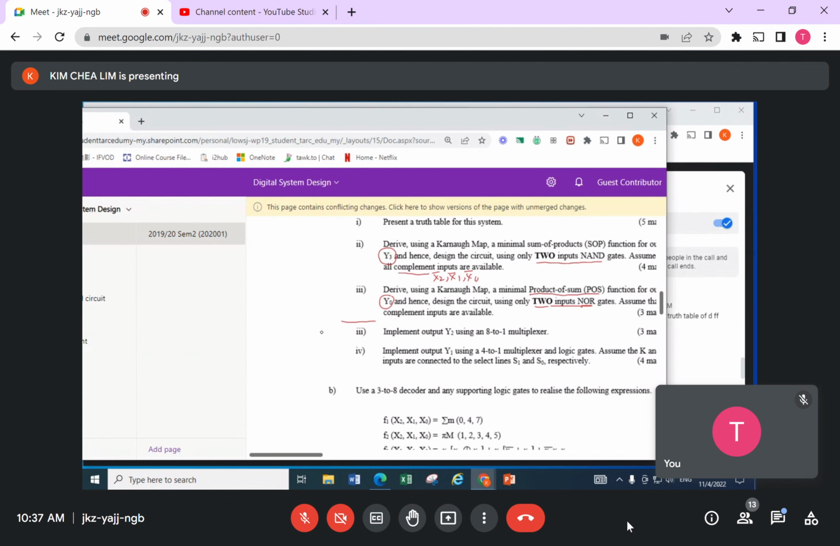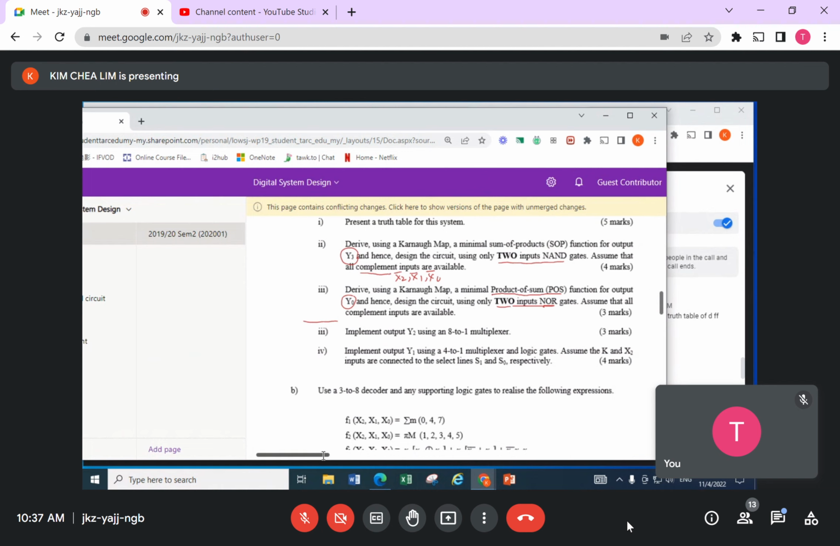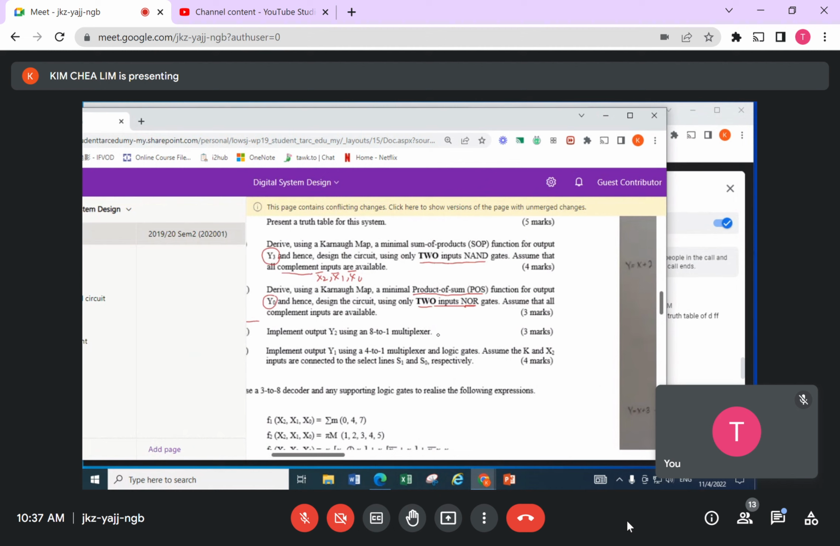Now we try to understand the fourth part and fifth part, because this is not the final version. If any mistake, it has been corrected. Now implement output Y2 using 8 to 1. For Y2, don't go through all this, go straight away to 8 to 1. Then for Y1, what do I want to do? 4 to 1 multiplexer and logic gates. Because it's 4 to 1 here, I decide for you: K and X2 here will be our selector inputs. So you have to make these connections.